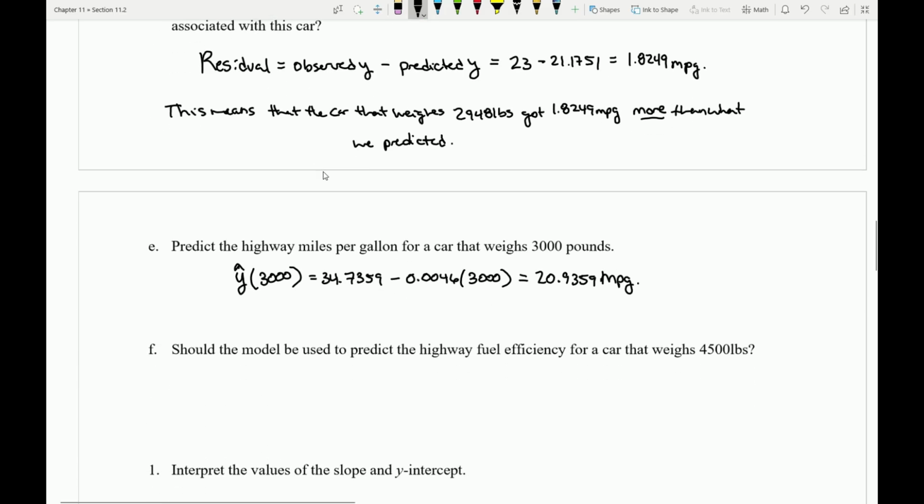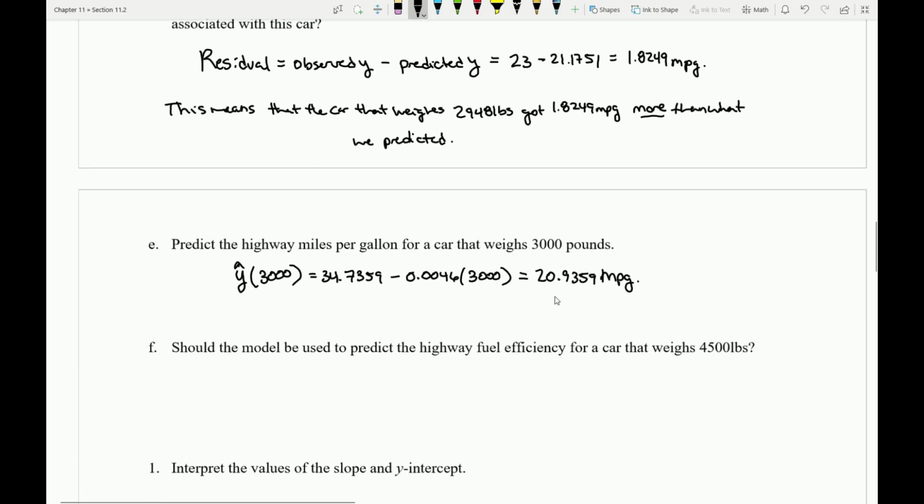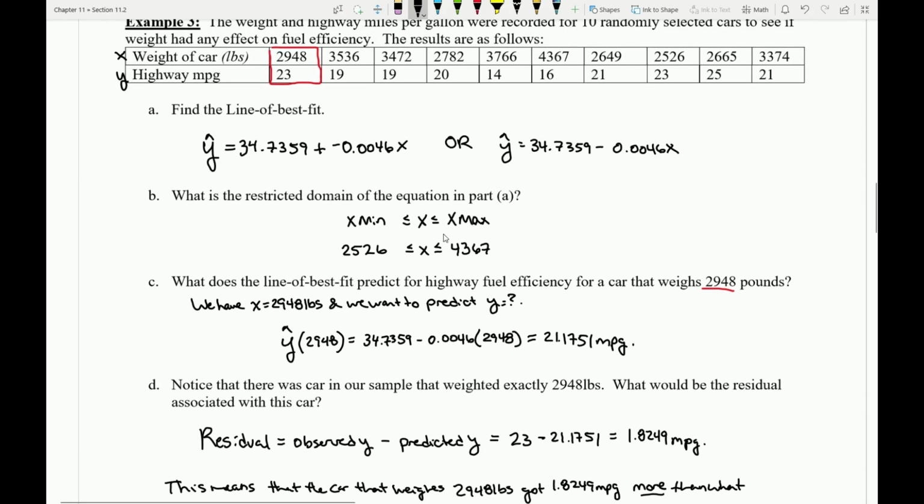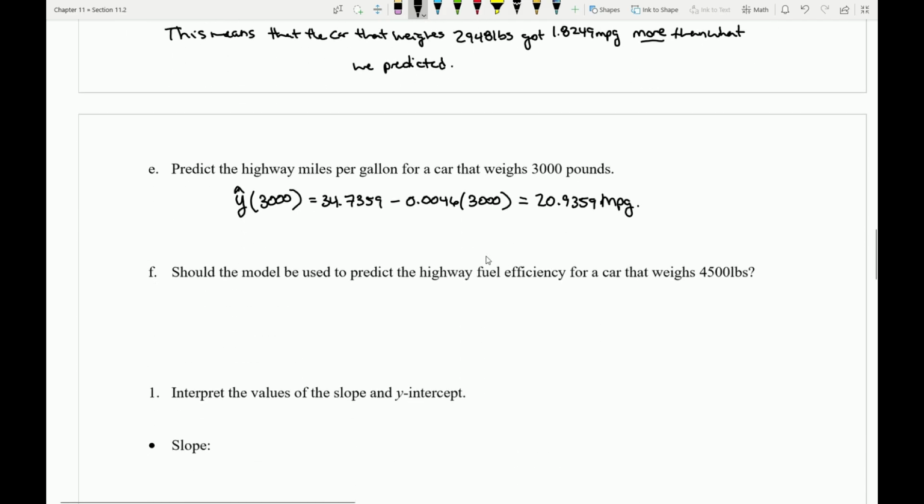Okay, what about part F though? Should the model, that is my line of best fit, be used to predict the highway fuel efficiency for a car that weighs 4,500 pounds? Okay, well again, the first thing I would check is this weight actually an acceptable weight to use? It's got to fit inside the range. And I can see it's definitely going to be a larger weight than my max of 4,367. So I can definitely say here, no, 4,500 pounds is too large.